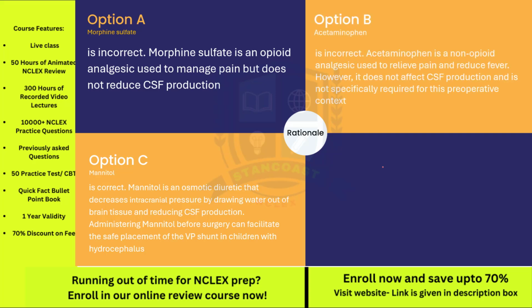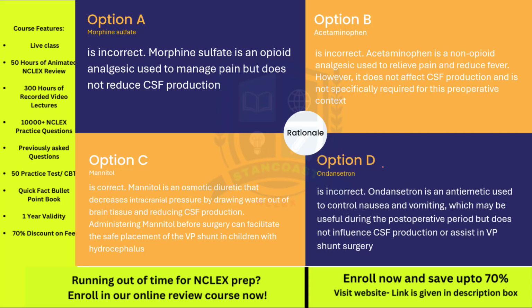B is incorrect. Acetaminophen is a non-opioid analgesic used to relieve pain and reduce fever. However, it does not affect CSF production and is not specifically required for this preoperative context. D is incorrect. Ondansetron is an antiemetic used to control nausea and vomiting, which may be useful during the postoperative period, but does not influence CSF production or assist in VP shunt surgery.